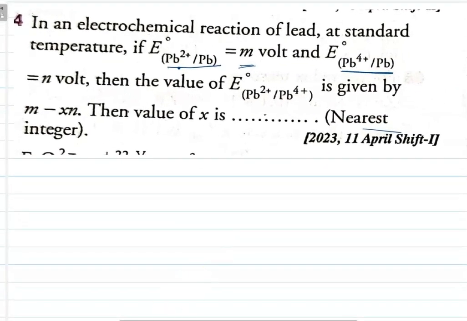In an electrochemical cell, I said there is an electrochemical cell at standard temperature. If E naught of Pb plus 2 to Pb is given as M, E naught of Pb plus 4 to Pb is N volts, and E naught of Pb plus 2 to Pb plus 4 is M minus X N, what is the value of X? If you can see, this type of question we have already solved in the previous part, in part 1. So I will show you that question once so that you will get an idea.